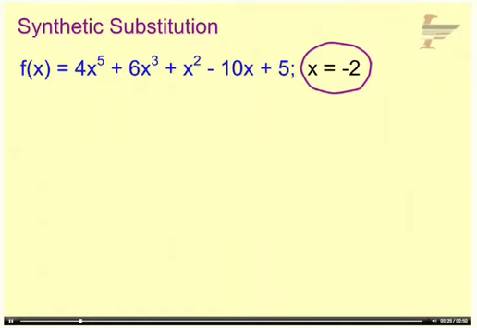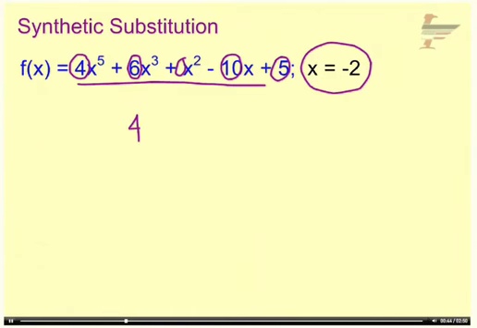You're going to make sure we're in standard form, which this is in standard form. We have our exponents arranged in descending order. So we're going to take all of our coefficients, all of these numbers in front of our variables, and we're going to start with a 4. This is for my x to the 5th.